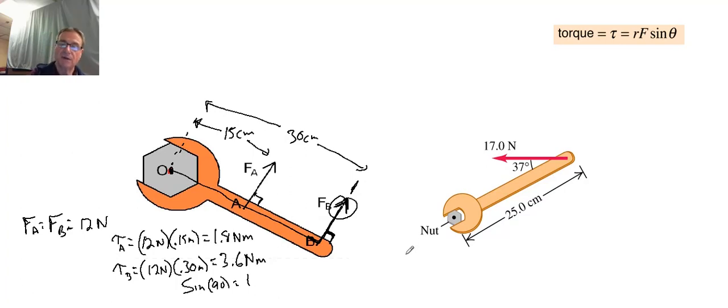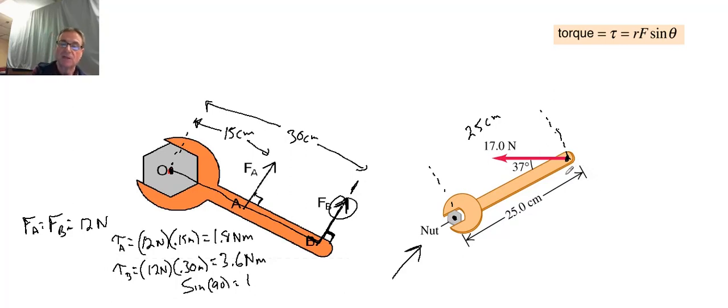All right, let's take a look now over at this example over here. And again, we have the same kind of situation. We have a nut over here, and we have a force that's being applied right at this point, right out here, and this is 25 centimeters. But this time the force is being applied at 37 degrees, so it's not the optimal force. Maybe for some reason you just couldn't apply the force in a perpendicular fashion, but you can only apply it at an angle.